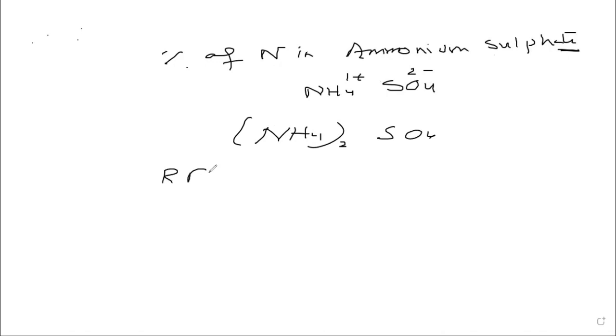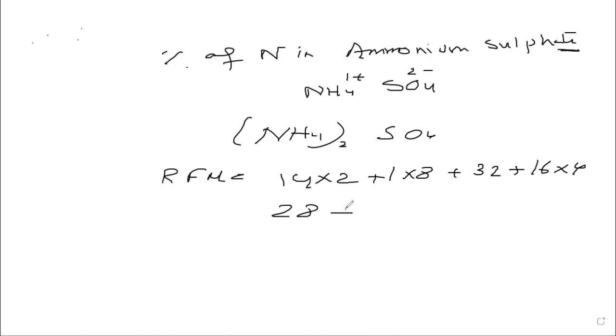First thing, RFM. How? Nitrogen 14, outside the bracket 2 means multiplied by 2. Hydrogen 1 multiplied by 4 times 2 is 8. Sulfur 32. Oxygen 16 into 4. Let's add all of them together. 28, 8, 32, 64. So 28 plus 8 plus 32 plus 64. 132. My RFM of ammonium sulfate is 132.